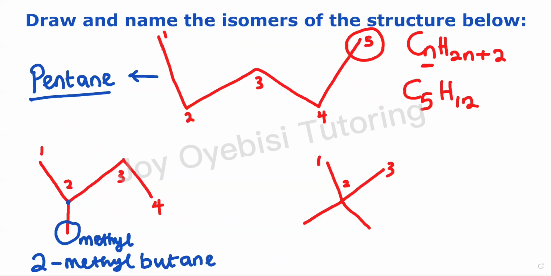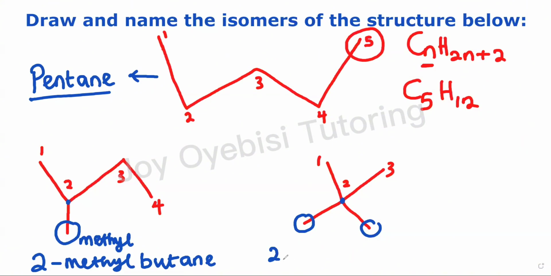This last one, the longest continuous carbon chain is 3. And then on carbon 2, you have 2 methyl groups attached. When you have identical substituents, you're going to use di, tri, tetra type of prefix to group them. So since I have 2 of these methyl groups, I'm going to use di. Di represents 2 identical substituents. But you must also mention the position.